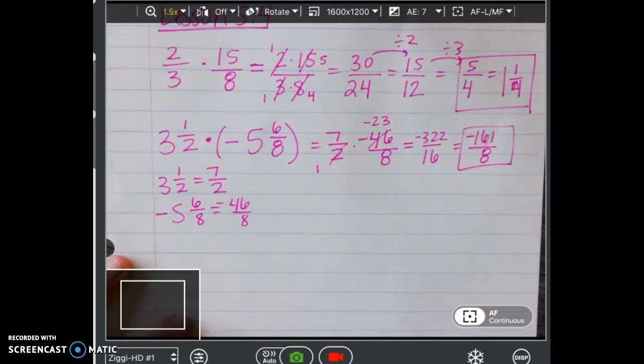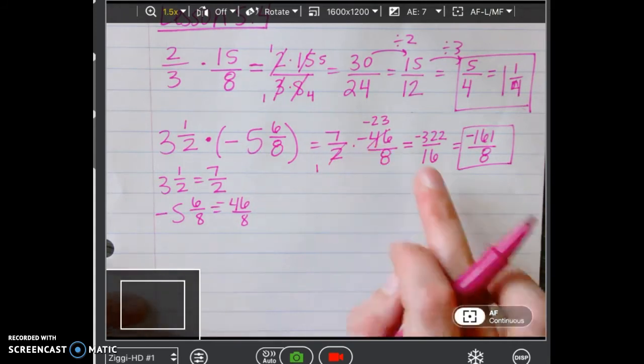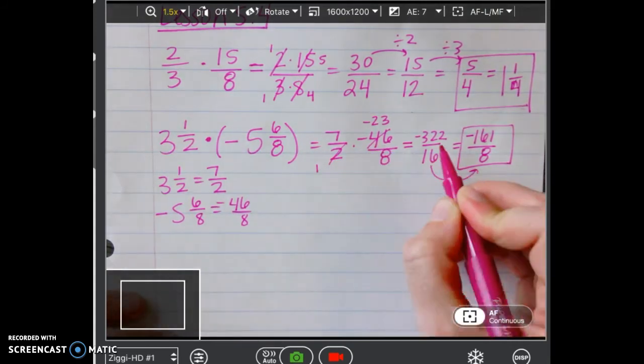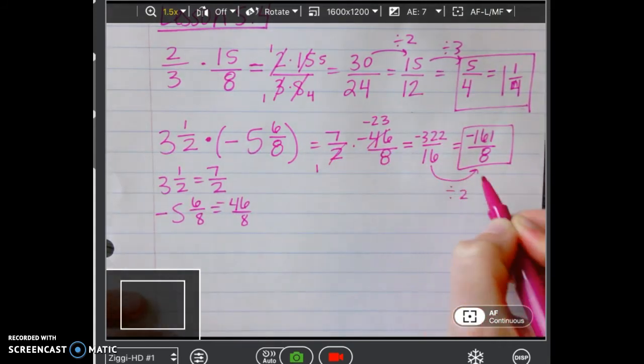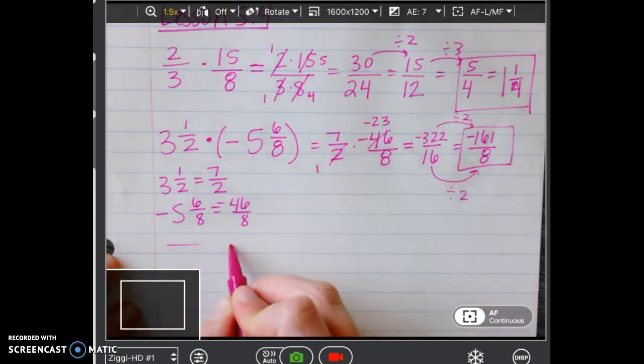You could write it as a mixed number if you want as well. So just keep in mind that you can cross simplify, or you can just simplify at the end. If I would have gotten this answer, I would have just needed to divide both by 2 because they're both even. So that is our second example.